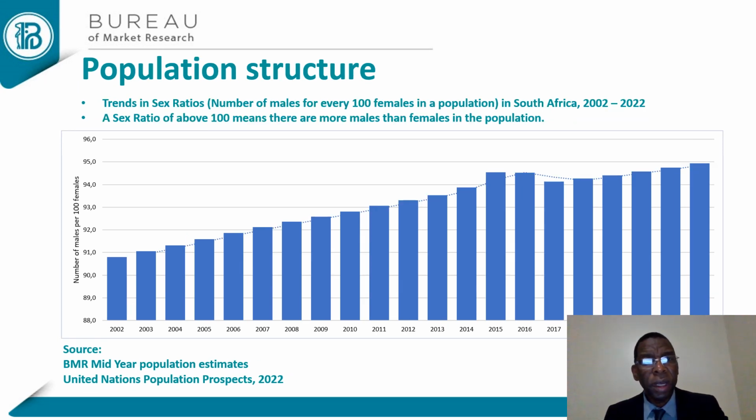We now look at the sex ratio as we further take a close look at the population structure in South Africa. A sex ratio of above 100 means that there are more males than females in the population. And we see from this figure that there's been a gradual increase of the sex ratios in South Africa, indicating the relative increase in the number of males per 100 females in the population in the country.